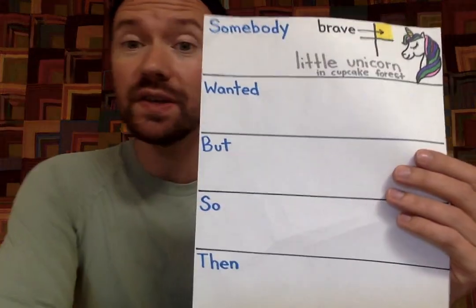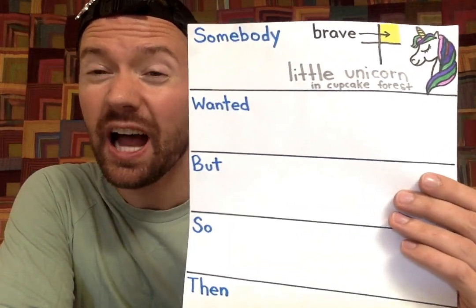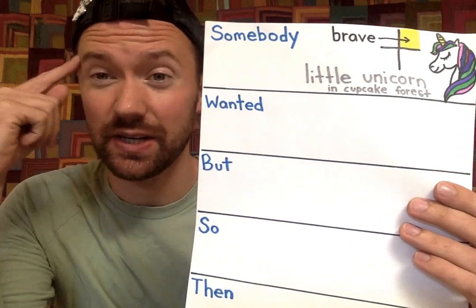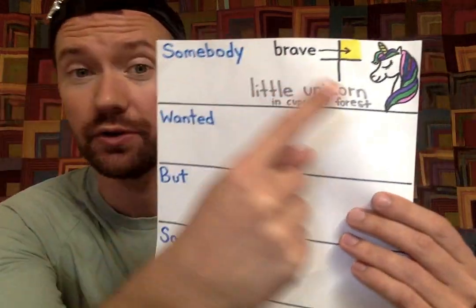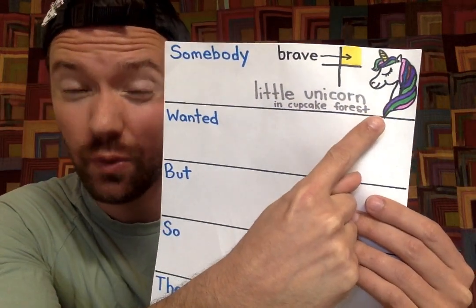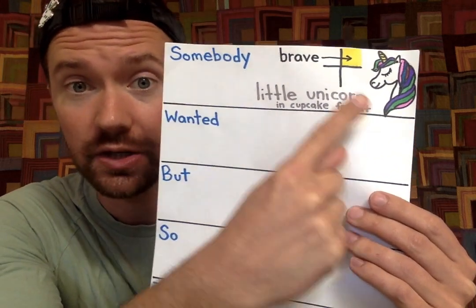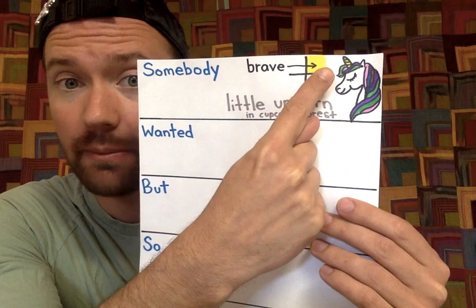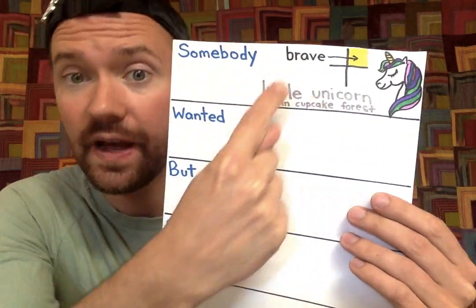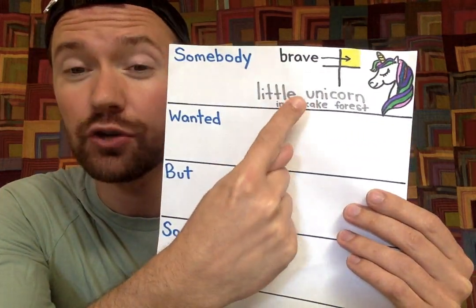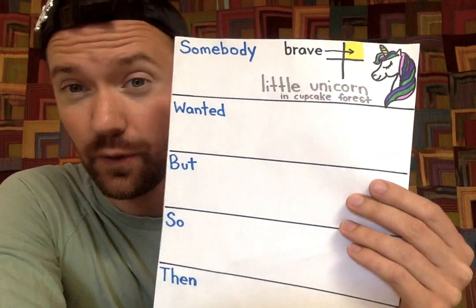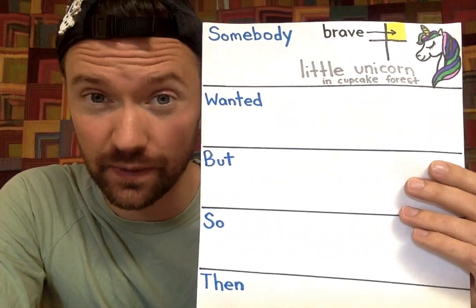So, on the somebody wanted but so then framework, I went ahead and added the details to help myself remember about my brave little unicorn. I practiced drawing what he might look like, because I'm going to have to draw him a lot. He's going to be on every page as the main character. I made a note to remind myself that my unicorn is brave, and I described how little unicorn lives in Cupcake Forest. Now I have all of the details for my character.